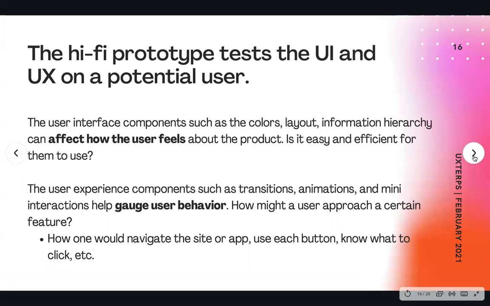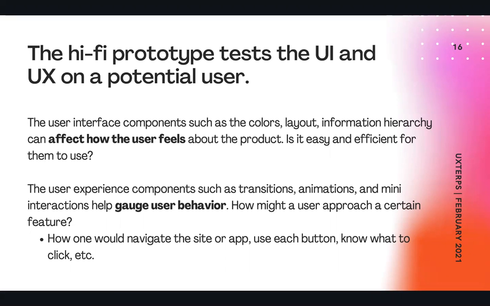And so now I will present some of the benefits of a high fidelity prototype. So it tests the UI and the UX on a potential user. The user interface components, such as the colors, layout, and information hierarchy, can affect how the user feels about the product. So is it easy and efficient for them to use? The user experience components, such as transitions, animations, and mini interactions, help gauge user behavior.